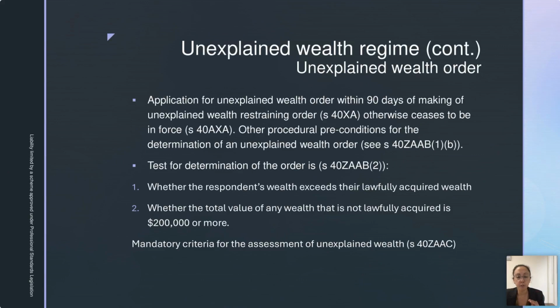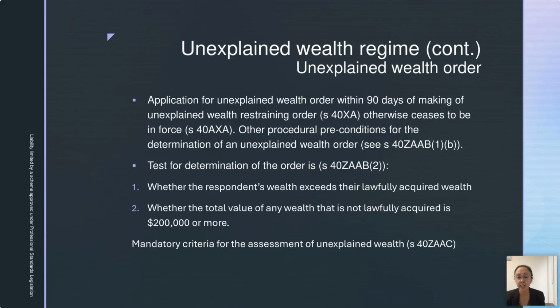Similar to civil forfeiture matters, an additional step needs to be taken by the DPP in order to result in forfeiture. That is, an unexplained wealth restraining order needs to be made. Then the director needs to make an application for an unexplained wealth order. That is a new concept, an unexplained wealth order. And that needs to be made within 90 days or it ceases to be in force.